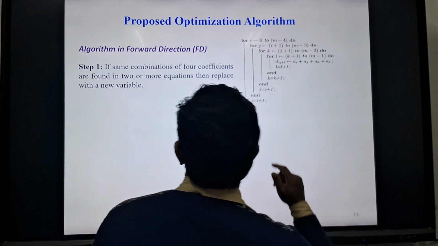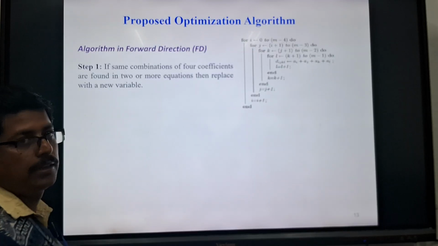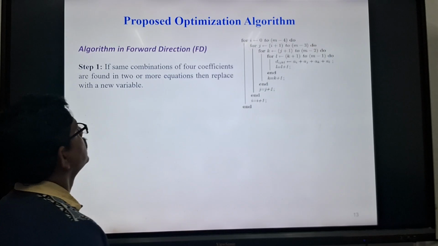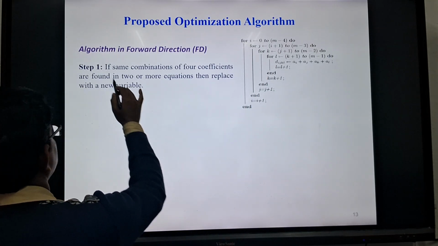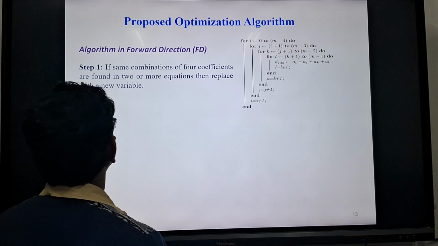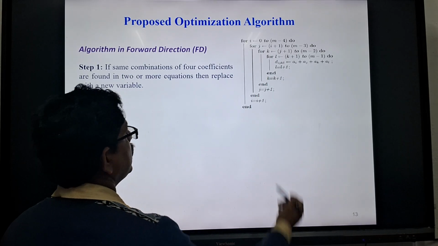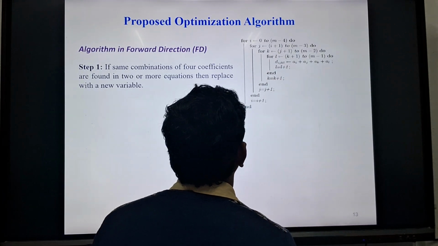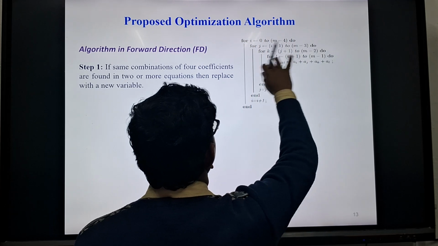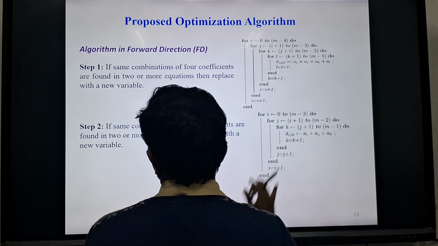So what is my proposed optimization algorithm? In the algorithm we have designed two directions, one is the forward direction and another is the reverse direction. First step: if the same combination of the four coefficients is found in two or more equations, then replace it with a new variable, so that it can be represented in numeric form. In this form, we are using four variables and four loops.